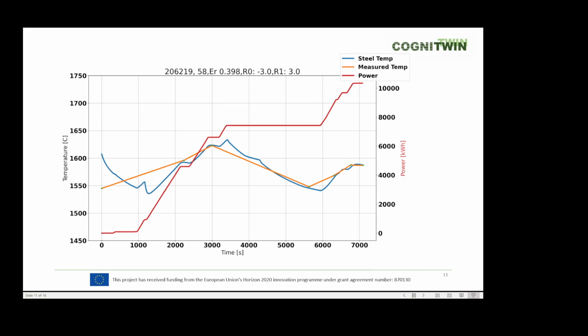Now we see the predicted steel temperatures together with measured temperatures. The predictions is the blue curve and the measurements are the orange curve. The red curve shows electric energy added to the steel and the slag. Here we may note that the first measured temperature is not a measured temperature. That's something that was left over from the previous heat.